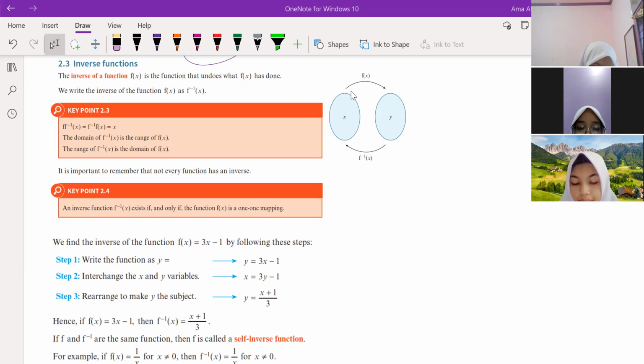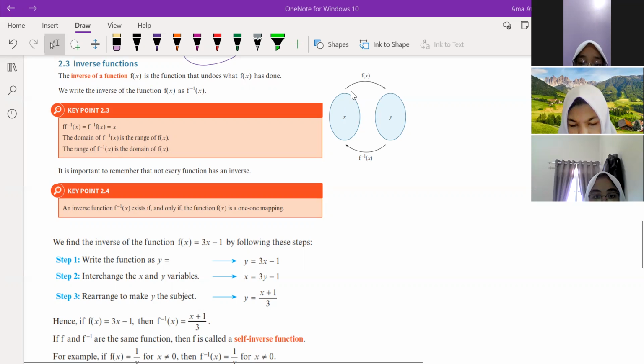So here I'm going to show you the diagrams. We have the function f(x), and then we have the inverse of f(x). You can see it is like reversing, and then we say it is the inverse, the reverse operation. First we are doing like this, and then it undoes what has been done.